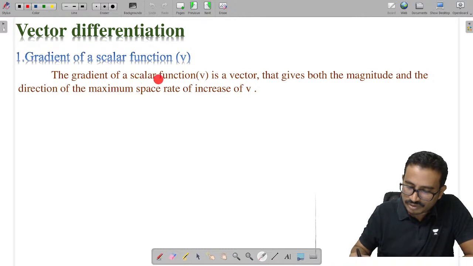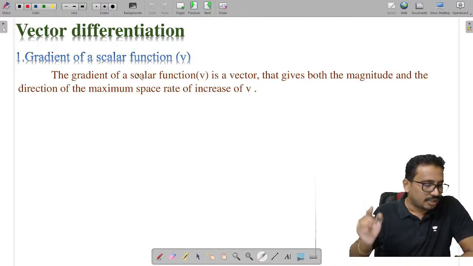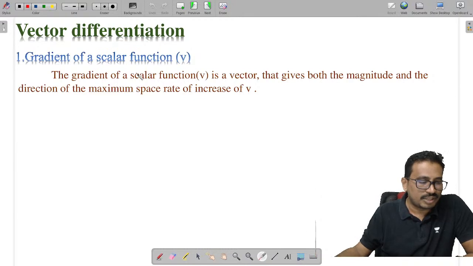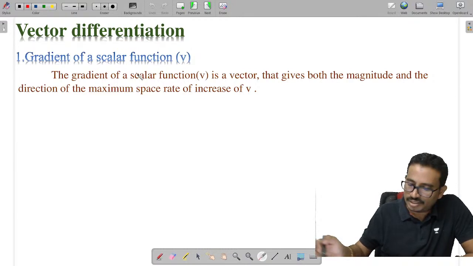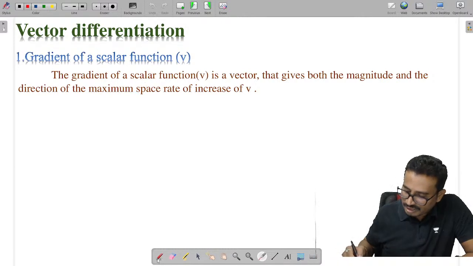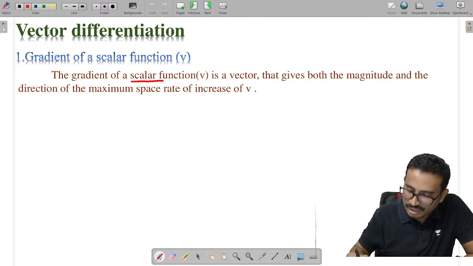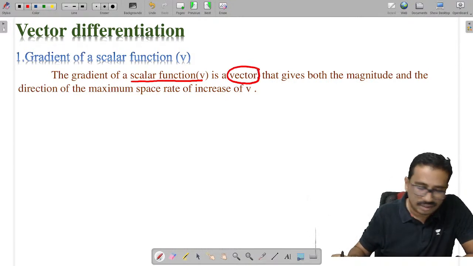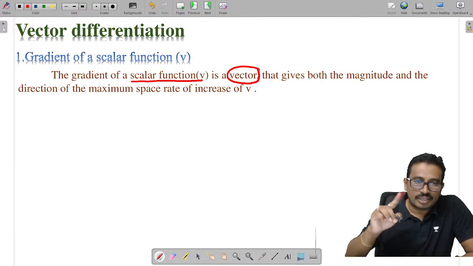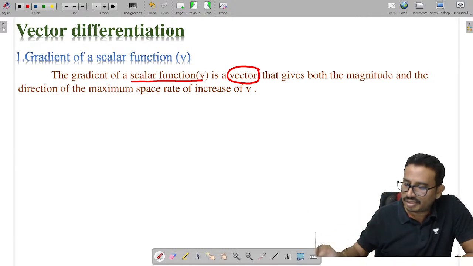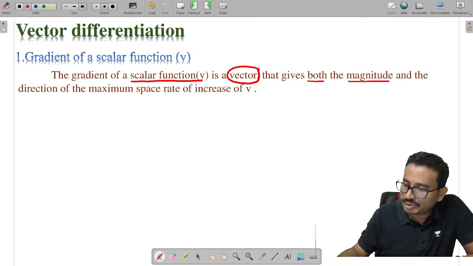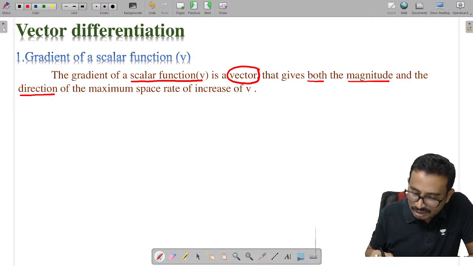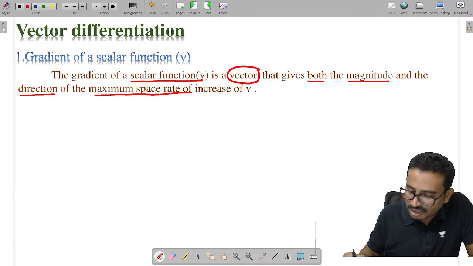Gradient is defined for the scalar function. First of all, remember, gradient is defined for what quantities? Only for the scalar quantity. Gradient of a scalar function is a vector quantity. The resultant of a gradient is a vector quantity. It gives the magnitude and the direction of the maximum space rate of increase in V.